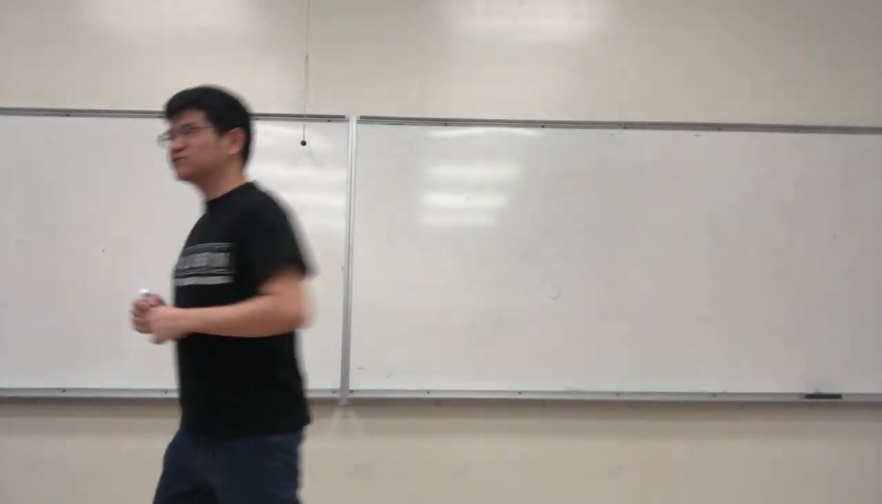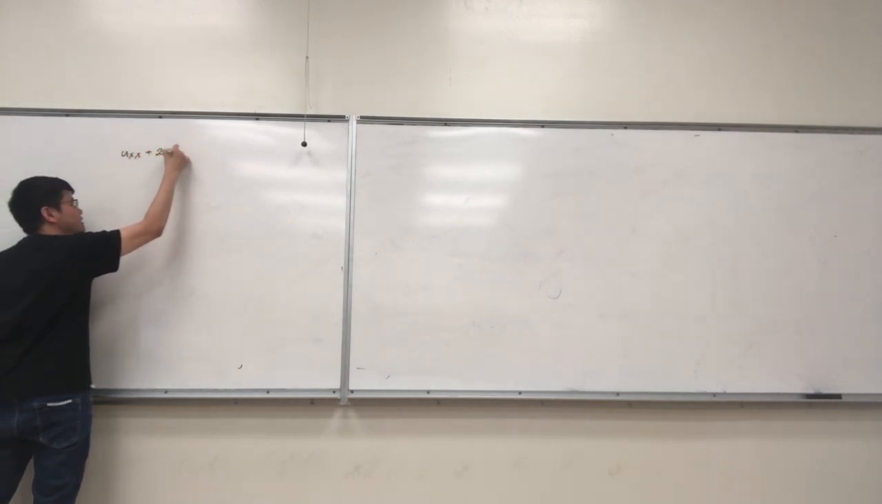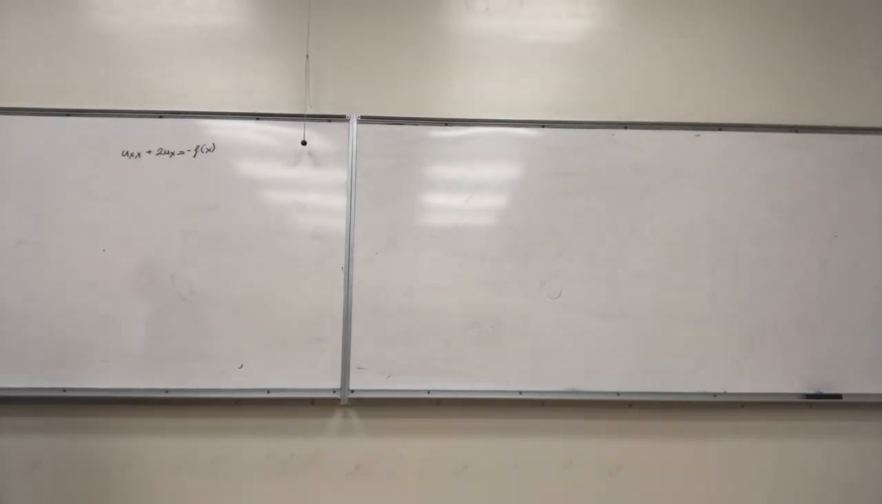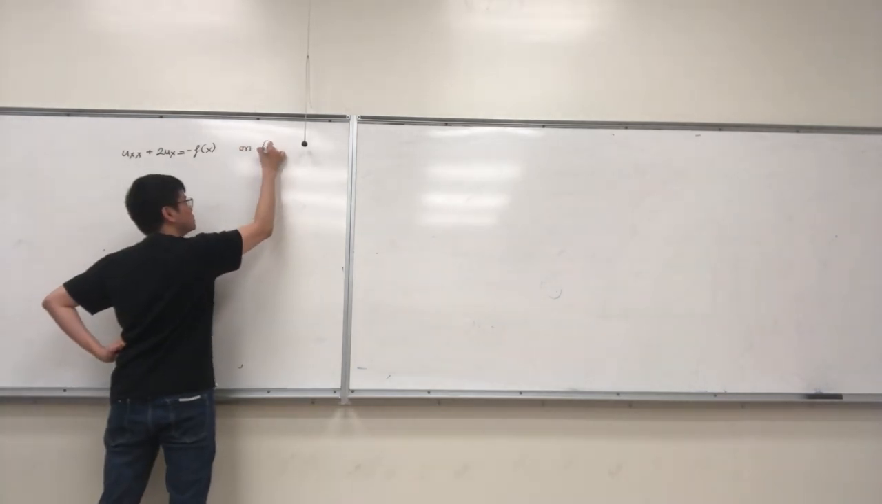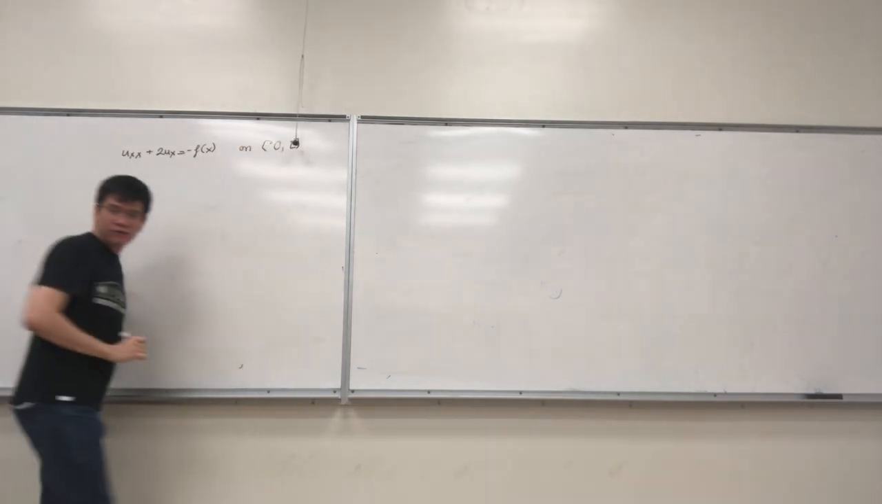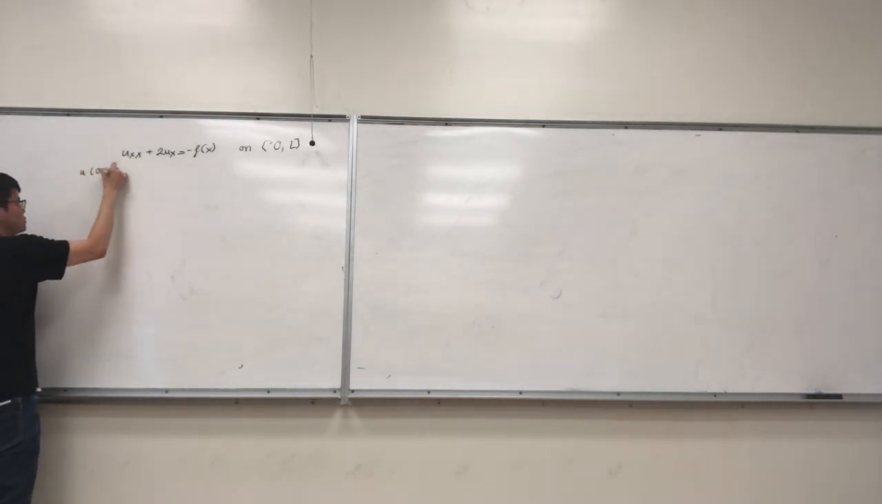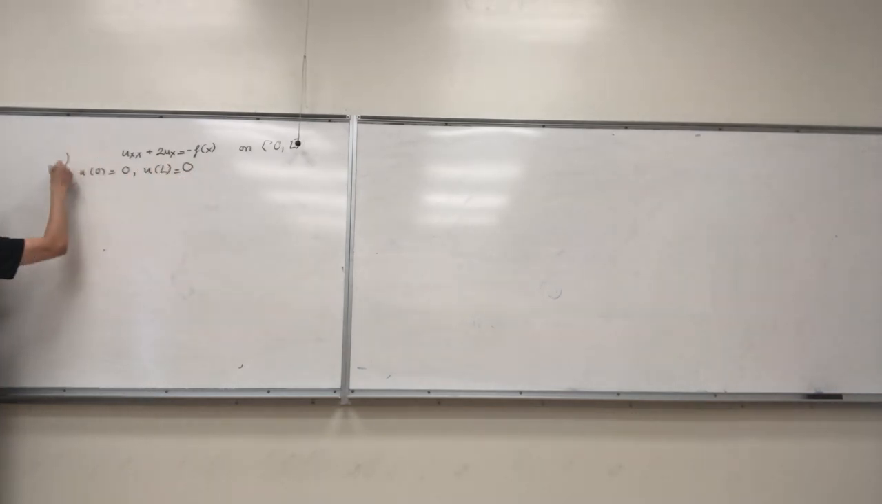Let us start our lecture today. So last time we were considering this problem, u_xx plus 2u_x is minus f(x), right? And with the boundary condition, we want to solve this equation from 0 to L, all right? And we consider the two boundary conditions, u(0) is 0 and u(L) is 0.